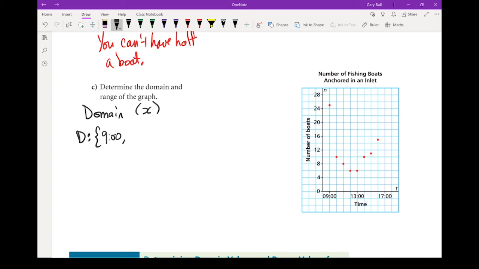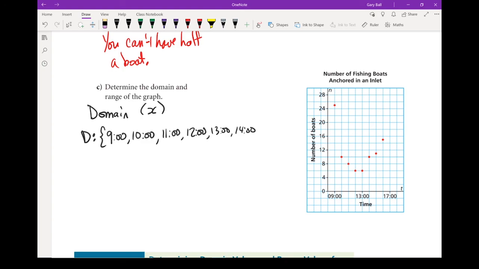We've got a dot at 10 o'clock. We've got one at 11 o'clock, and we've got a dot at noon. Using 24 hour time, so 13 o'clock, 1400 hours, 1500 hours, 1600 hours. Close it off with curlicue brackets. That's my domain. All of those numbers are included in the domain.